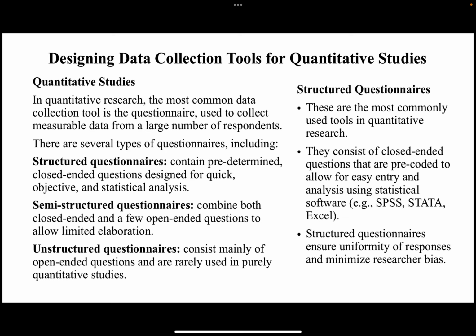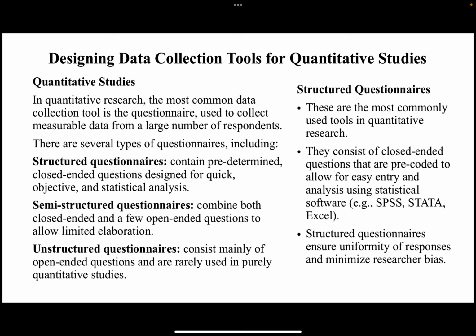We have the semi-structured questionnaires. Usually, these combine both close-ended and a few open-ended questions to allow limited elaboration. Then we have the unstructured questionnaire, which mainly consists of open-ended questions and is rarely used in pure quantitative studies, because in pure quantitative studies, we usually use structured and semi-structured questionnaires. But sometimes, some studies can be mixed method, where you are using both.